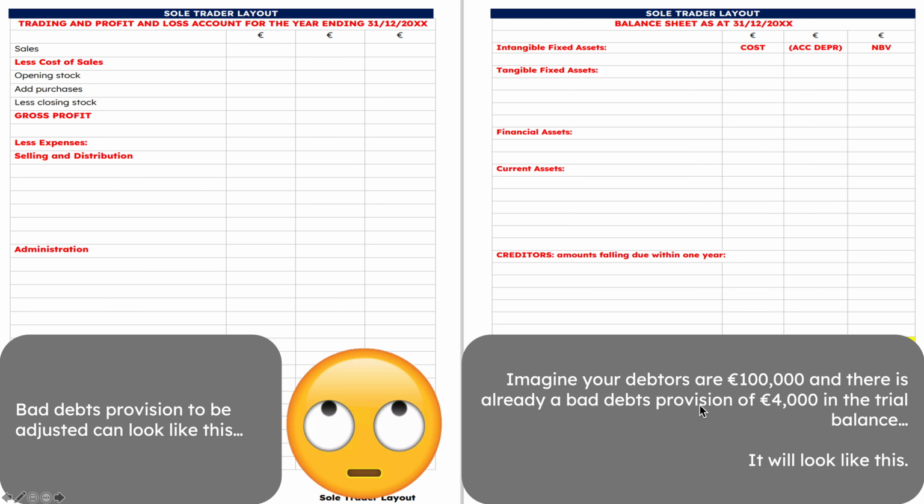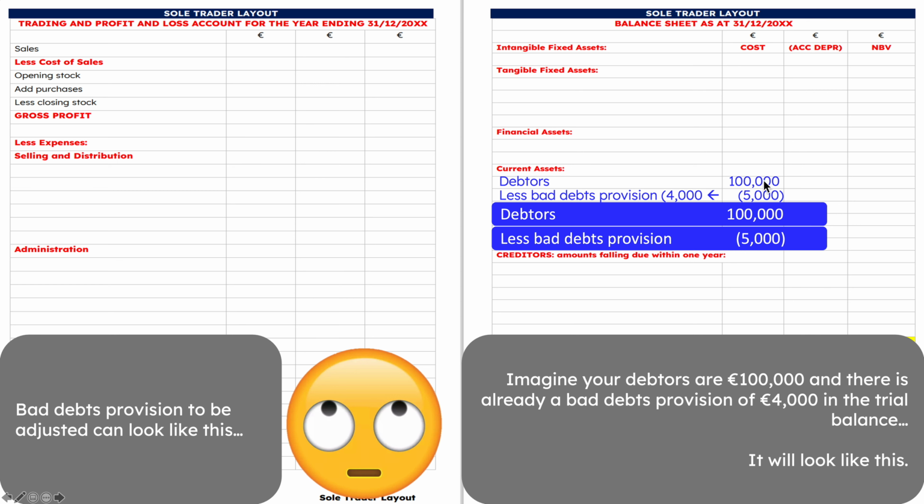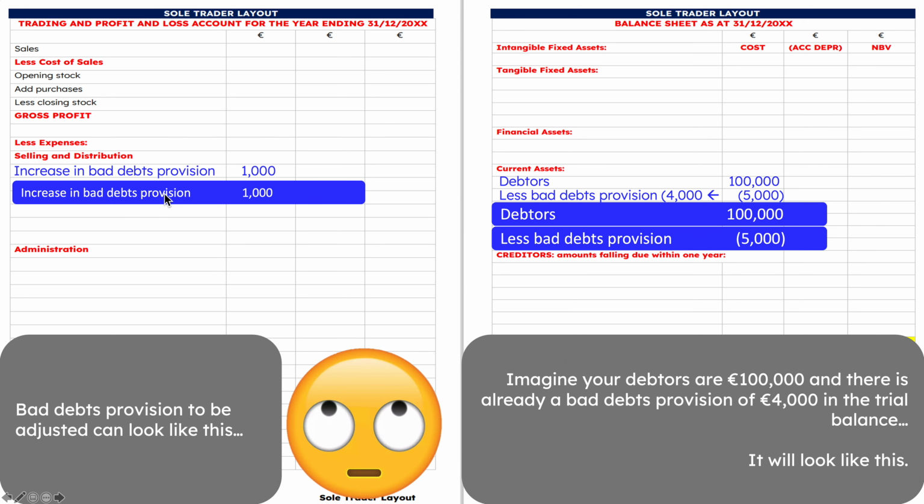So imagine your debtors are 100,000 and there is already a bad debts provision of 4,000 in the trial balance. If you were told that the bad debts provision is to be adjusted to 5%, it would look like this. Debtors 100,000, but with the 5% adjustment, the bad debts provision is now 5,000, but it was previously 4,000. That's what they had in the trial balance. So that is an increase in bad debts provision, which is €1,000, which will go in the selling and distribution expense. So that's not a great situation there.